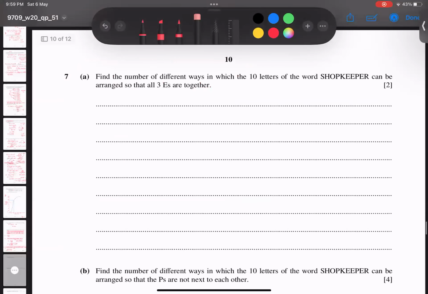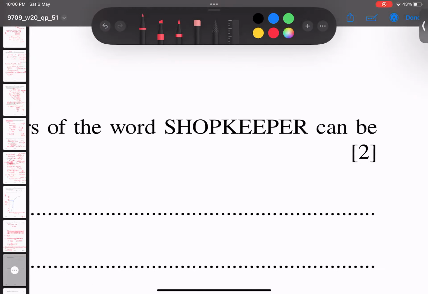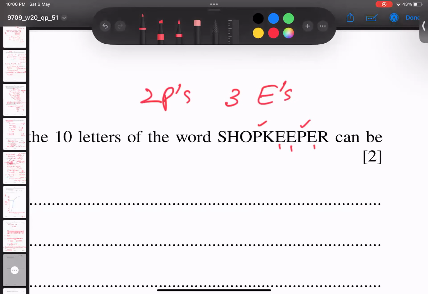So question number 7 we have, students. Find the number of different ways in which the 10 letters of the word shopkeeper can be arranged so that all three E's are together. Before I start, let me check how many E's there are. Three E's are there, E, E, E. And besides E's, there are two P's also. Total letters are 10.